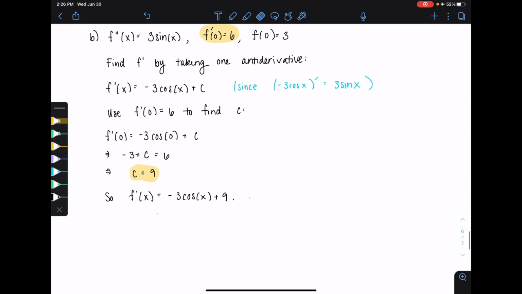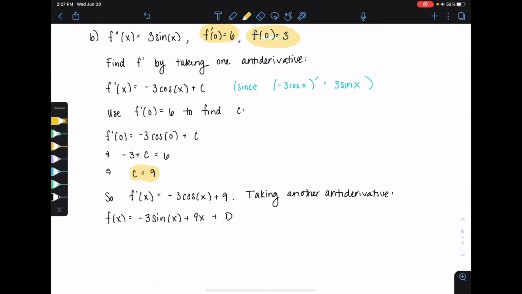Okay? If I take another antiderivative, that's going to land me back at my function. So the antiderivative of f prime is f. If I go ahead and find the antiderivative of -3 cosine of x, that's -3 sine of x. The antiderivative of 9 is 9x, and I need to add a constant of integration. I'm going to use a different variable than c because I just used that above. And now again, I know that if I plug 0 into my function, it better give me an output of 3.